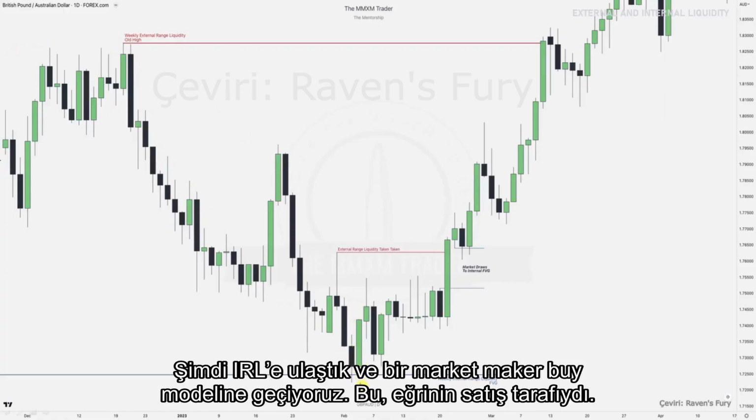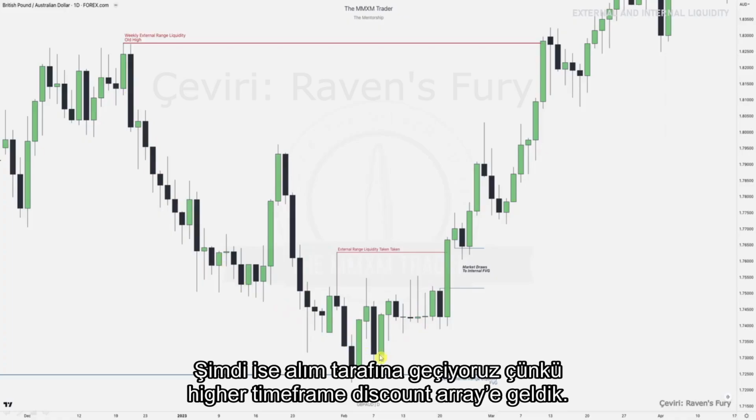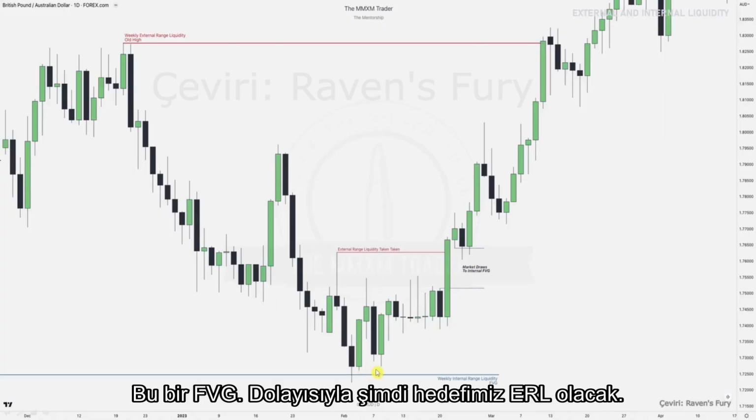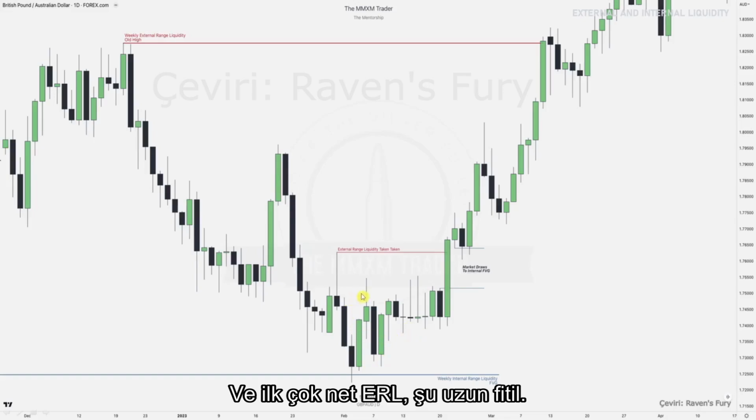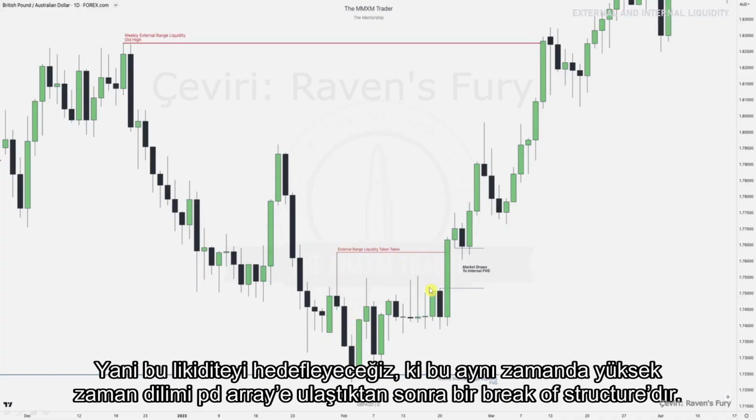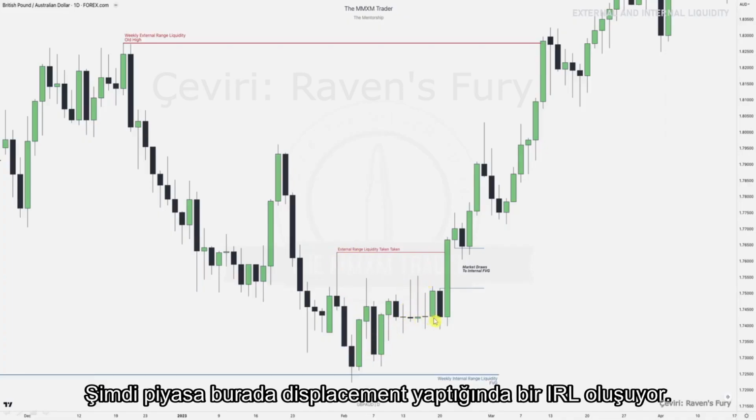Now we've hit that internal range liquidity going into a market maker buy model, right? This is the sell side of the curve over here. Then we're going into the buy side of the curve over here because we hit a higher time frame discount array, right? It's a fair value gap. So now we're going to reach for external range liquidity. And the first external range liquidity, which is very obvious, is this long wick here. So we're going to eye up this liquidity, which is also a break of structure after we hit that higher time frame array. Now, when the market displaces over here, we have internal range liquidity formed, right?